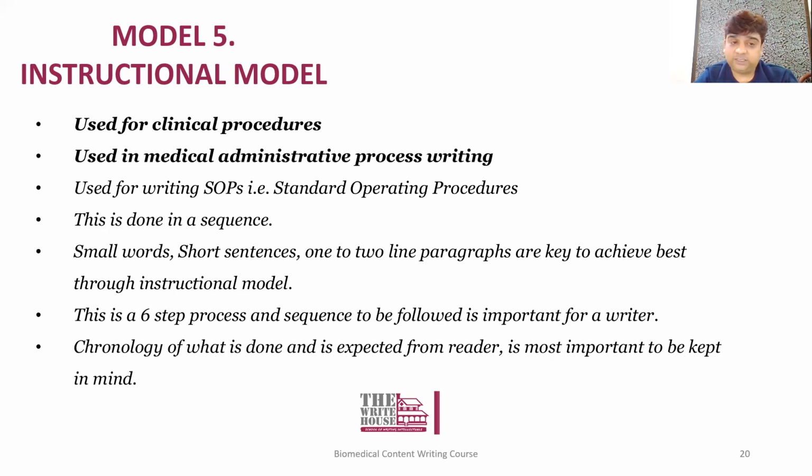And all these are given in the sequence 1, 2, 3, 4, and this sequence is in the chronology. This is the 6-step process, and the sequence to be followed is important for any writer. Chronology of what is done. Chronology means first write what is done, then write what is done, then after that what is done. So you have to follow the entire chronology to describe any instruction related to the clinical procedures, operating procedures, processes, admin processes, anything that you want to instruct to your reader.